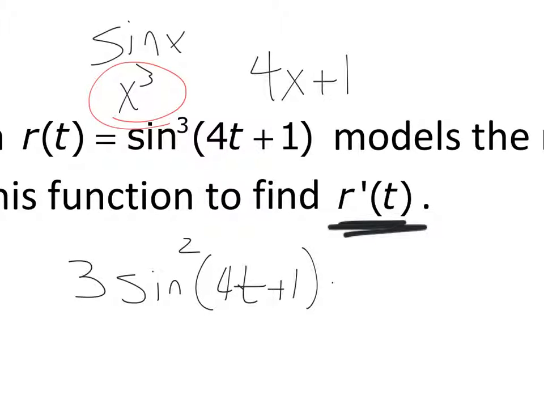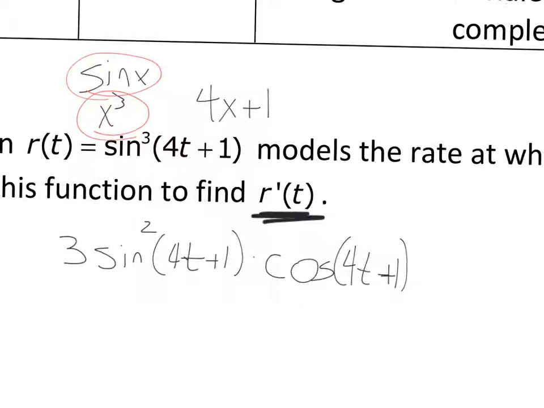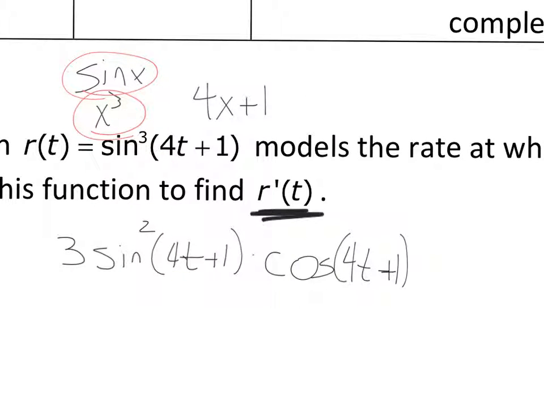My next function is sine of x. The derivative of sine of x, as I learned, is cosine of x. But my x in this case is 4t plus 1. Again, carrying through that composition there. And finally, I have the function 4x plus 1, or 4t plus 1, which has a derivative of 4.